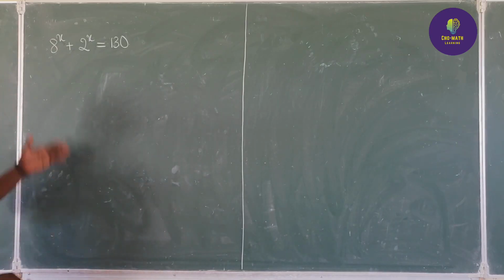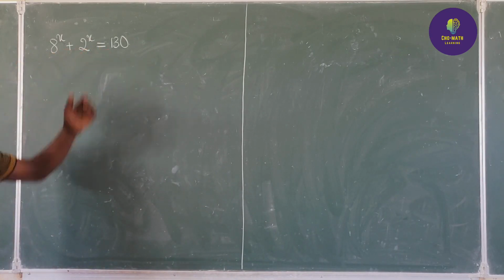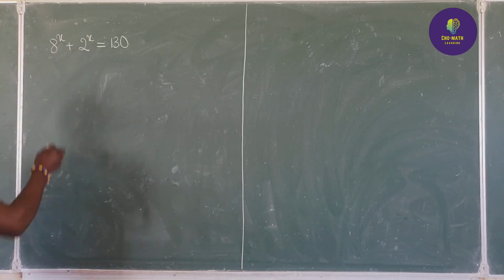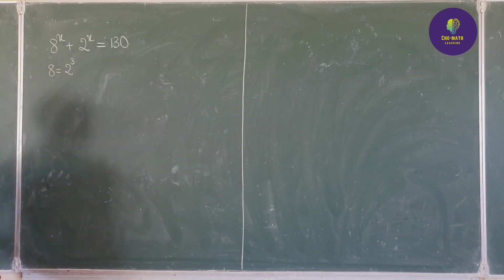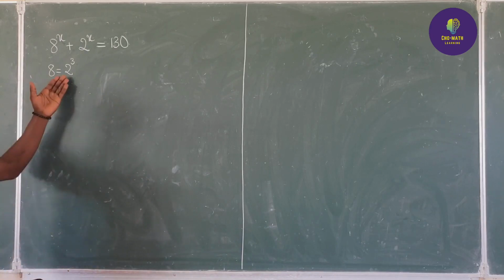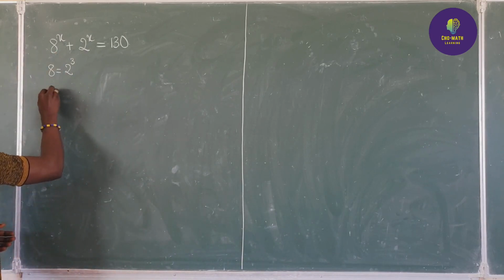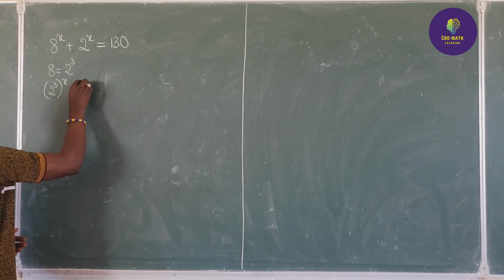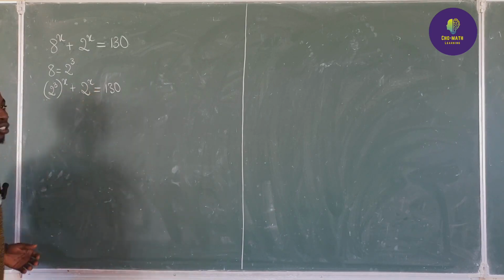We have 8 to the power of x plus 2 to the power of x is equal to 130, and we're looking for the value of x. We know that 8 is equal to 2 to the power of 3, that's 2 cubed, and we're going to replace this inside this equation. So our new equation will be 2 to the power of 3, all this to the power of x, plus 2 to the power of x will be equal to 130.